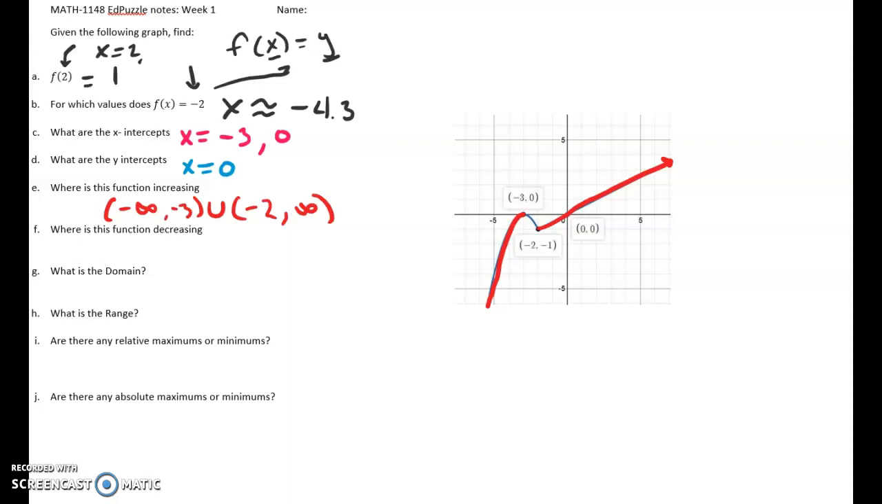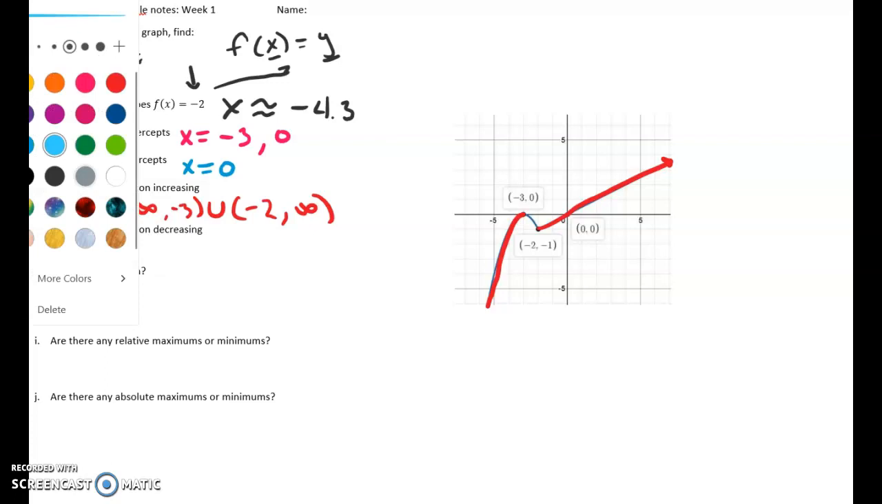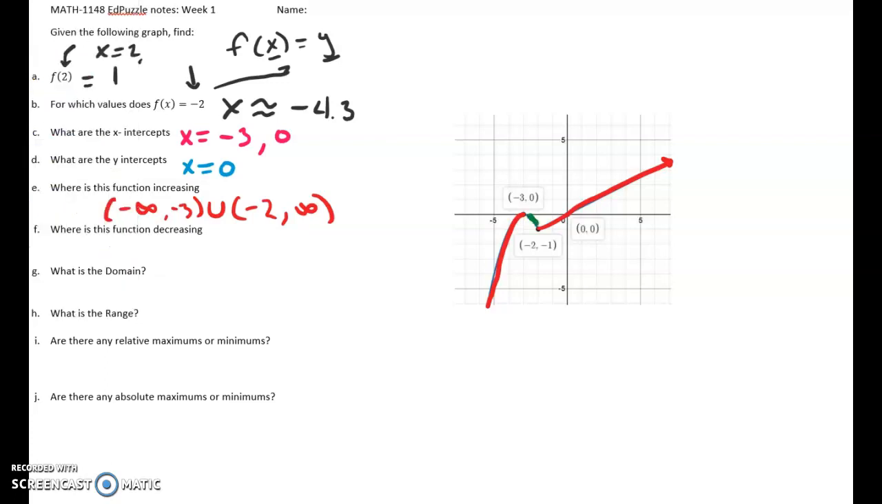So let's take a look. Where is this graph decreasing? I'm going to use a different color for that. Let's use this green right here. This is where the function is decreasing because you can see it's going down. As we go left to right, the function is decreasing.